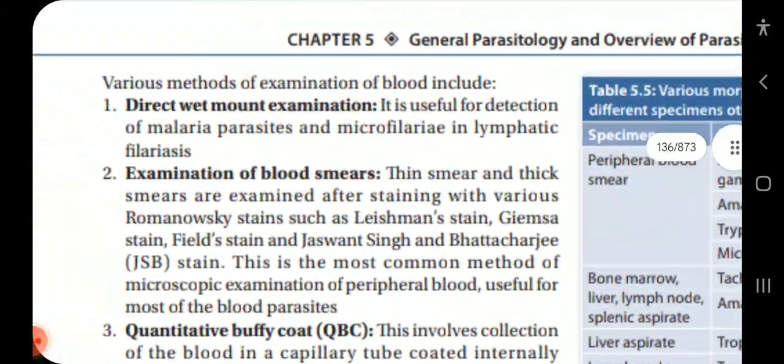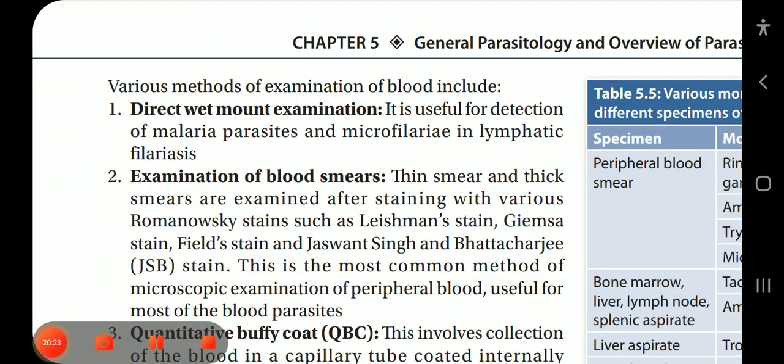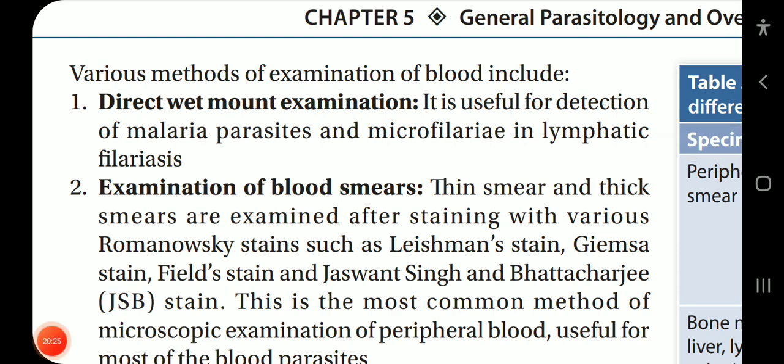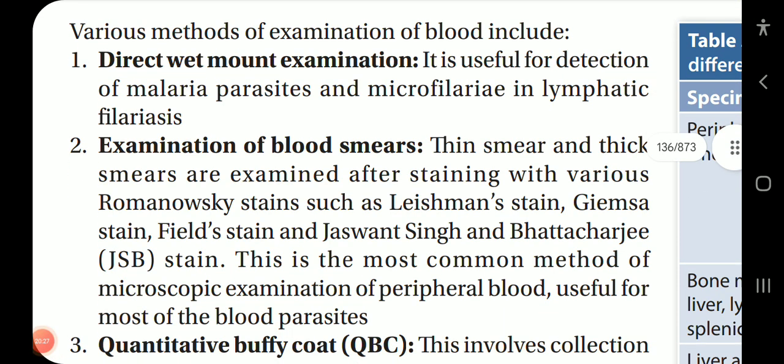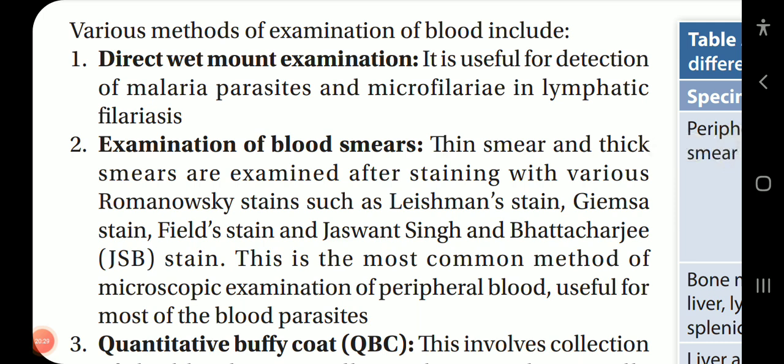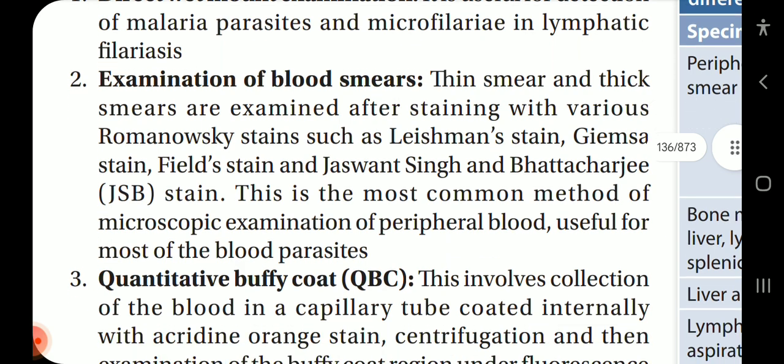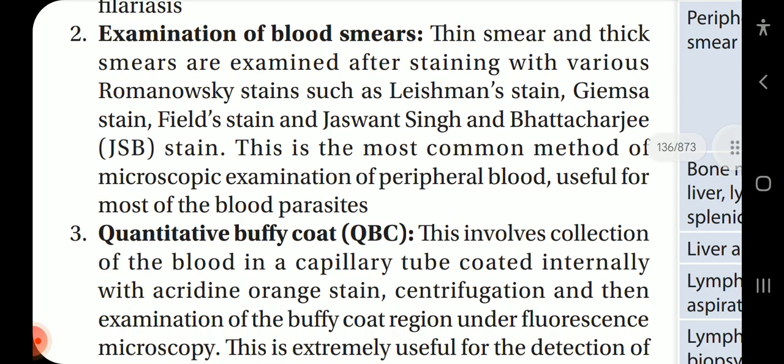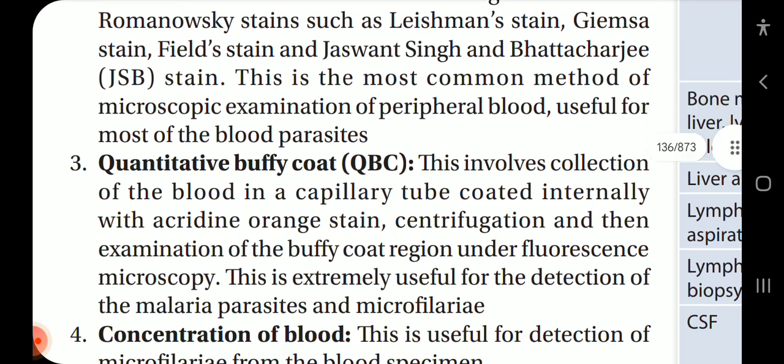Now coming on to various methods of examination of the blood. Direct wet mount examination is useful for detection of malaria parasite and microfilariae of lymphatic filariasis. Examination of blood smears, thick smear and thin smear. Thick and thin smears are examined after staining with various Romanowsky stains such as Leishman stain, Giemsa stain, Field stain, and Jaswant Singh and Bhattacharji JSB stain. This is the most common method of microscopic examination of peripheral blood, useful for most of the blood parasites.